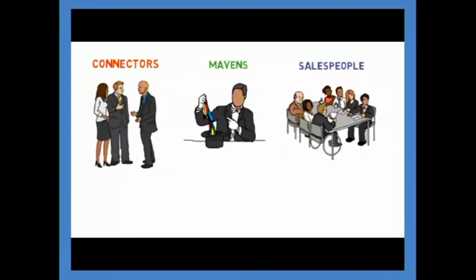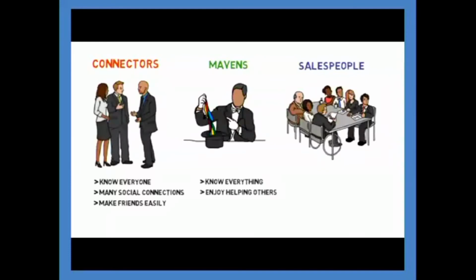Let's talk about connectors first. Connectors are those people who seem to know everyone. Everyone knows someone like this. They have more social connections than most people and are great at making friends. Mavens are the people who seem to know everything and always want to help. They are like that guy who is eager to show you how to make the perfect golf swing, or the lady who is excited to show you which skincare products are best and why. They enjoy helping you out simply because they love what they do.